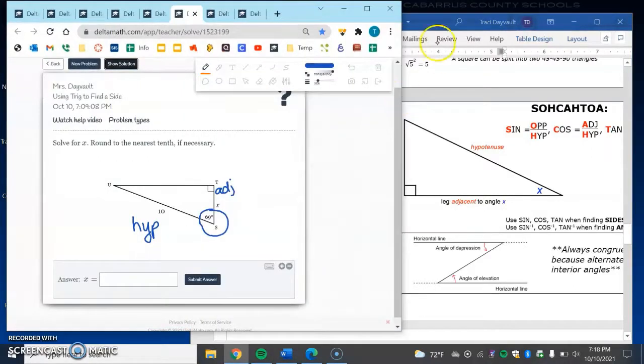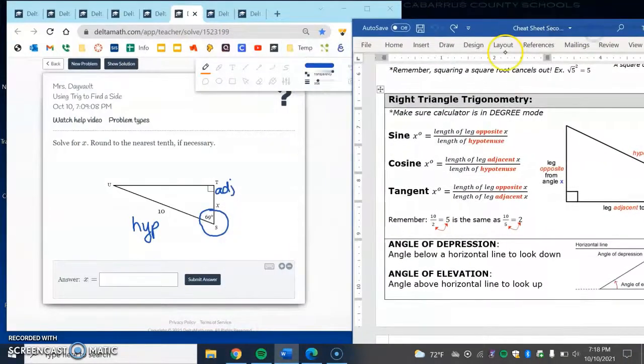All right, so we're going to say the cosine of x degrees, so the cosine of 69 degrees, equals, and then I'm going to do adjacent over hypotenuse. So what would adjacent over hypotenuse be? That would be x over 10. Because I know that anytime I have a right triangle with a 69-degree angle, there is a ratio that is the same for all of those similar triangles.